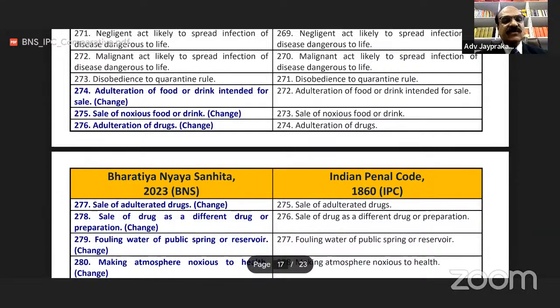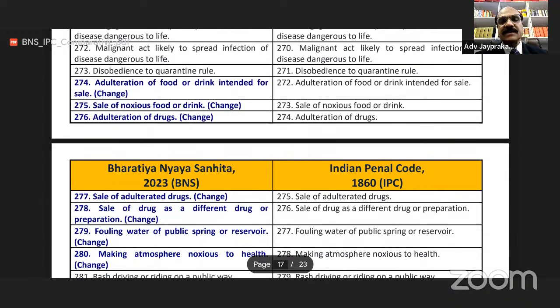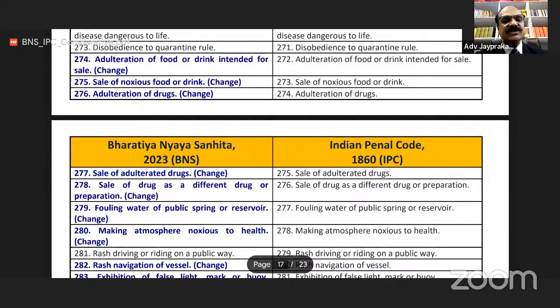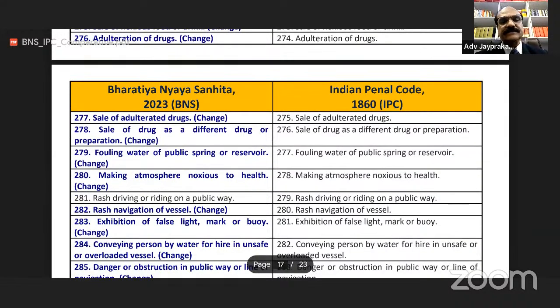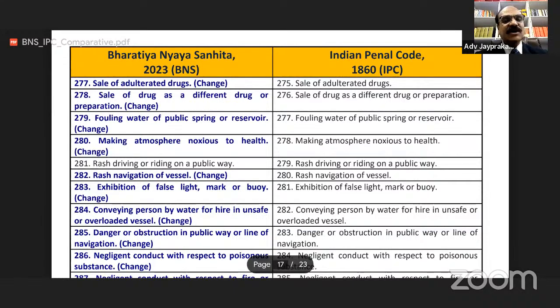BNS section 274, adulteration of food or drink intended for sale. Its corresponding section was in IPC 272. BNS section 275, sale of noxious food or drink. Its corresponding section was in IPC 273. BNS section 276, adulteration of drugs. Its corresponding section was in IPC 274. BNS section 277, sale of adulterated drugs. Its corresponding section was in IPC 275.